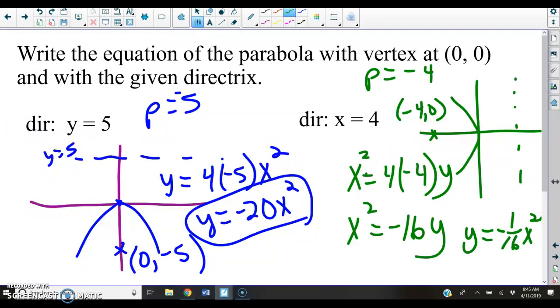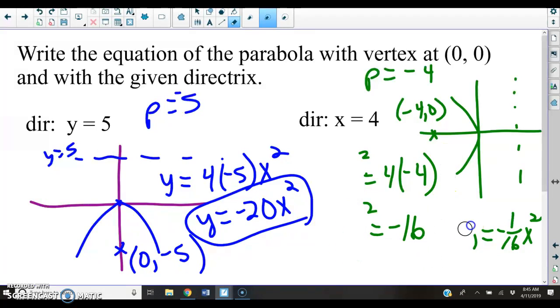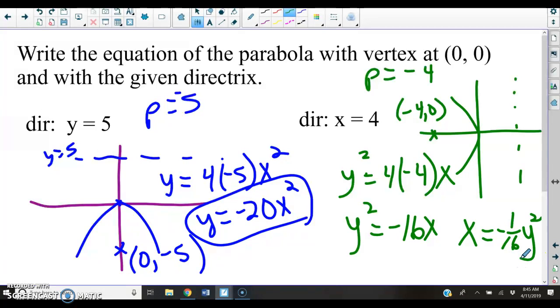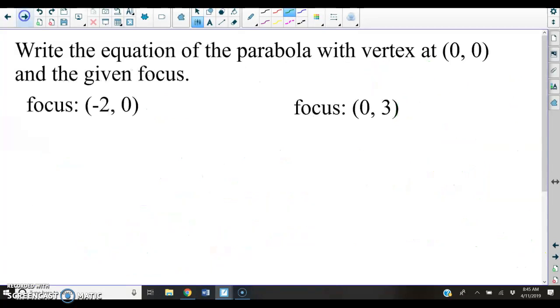Okay, now I feel like I'm wrong. Yeah, I switched this one. Did you see that? Okay, this and this should be switched. We don't have very many that are horizontal, so it messed me up. So y squared and x I have switched. There we go. Pardon my error.